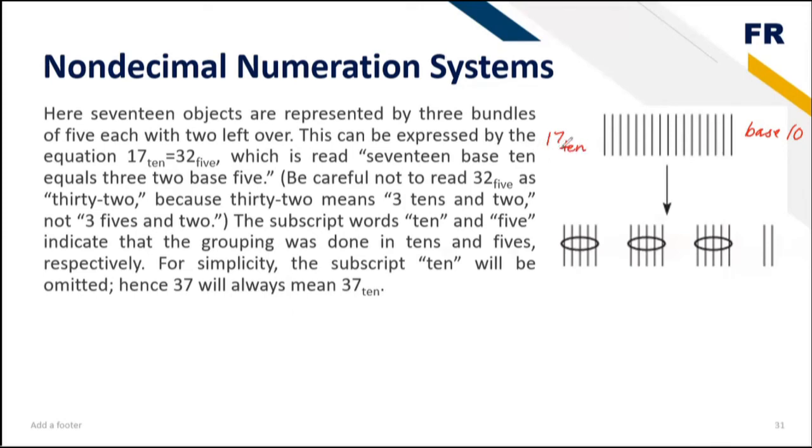Although kapag base 10 na ginagamit natin, automatic, 17 base 10 is also the same as 17. Hindi na natin sinusulat yung base na 10. Ngayon, dito naman sa baba, that is base 5. Kasi di ba na-group na natin by 5. So kaya siya ay base 5. Ibig sabihin, we have 3, then yung 2 na left over, base 5.